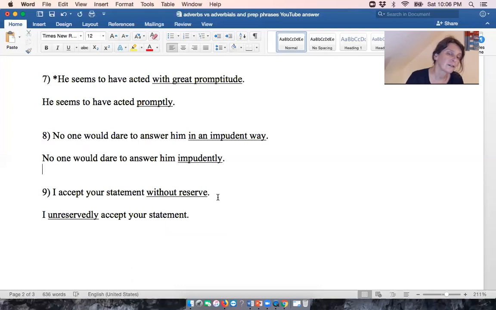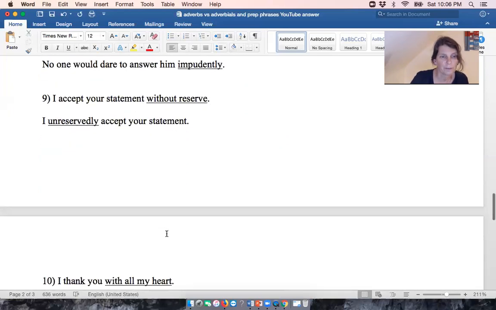Reserve and reserved. Reserve is the pronunciation of the noun. Reserved is the participle or the adjective, and then unreservedly is the adverb. That's interesting. Unreservedly, the pronunciation changes.